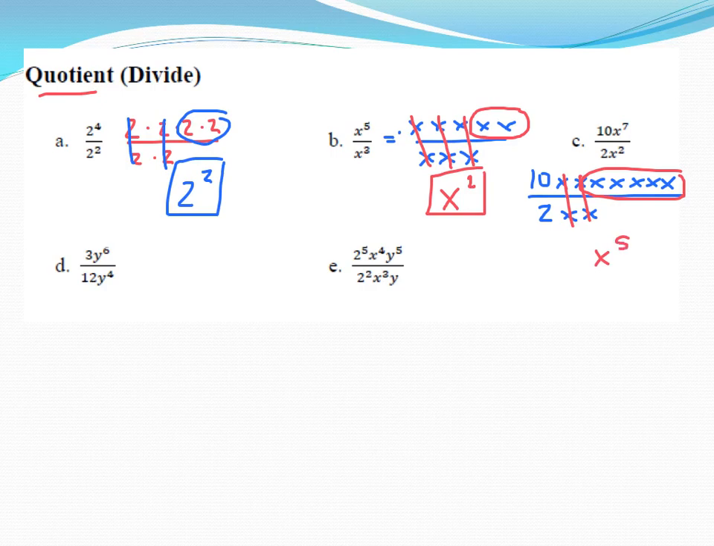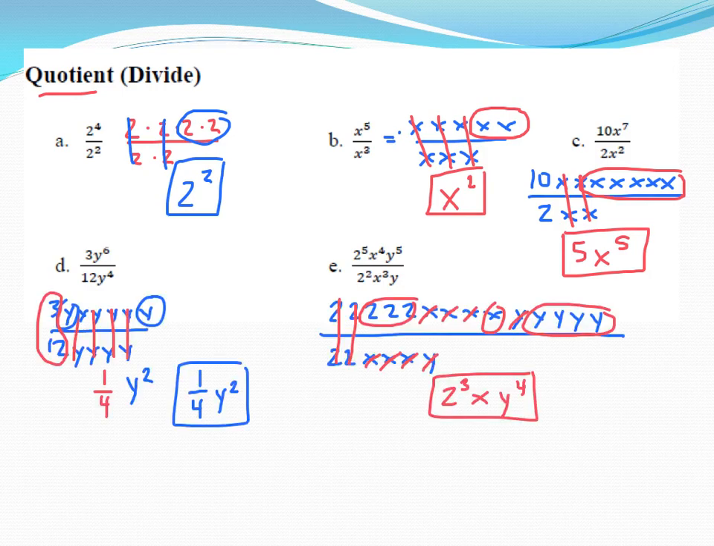Then I have 10 over 2. Well, hey, that's a number. What's 10 over 2? 10 divided by 2 is simply 5. So that simplifies out to 5x to the 5th. Okay, I'm going to give you some grueling ones right now. D and E, I want you to pause and see if you can work on these. Ready, set, go. All right, let's take a look at what you got.